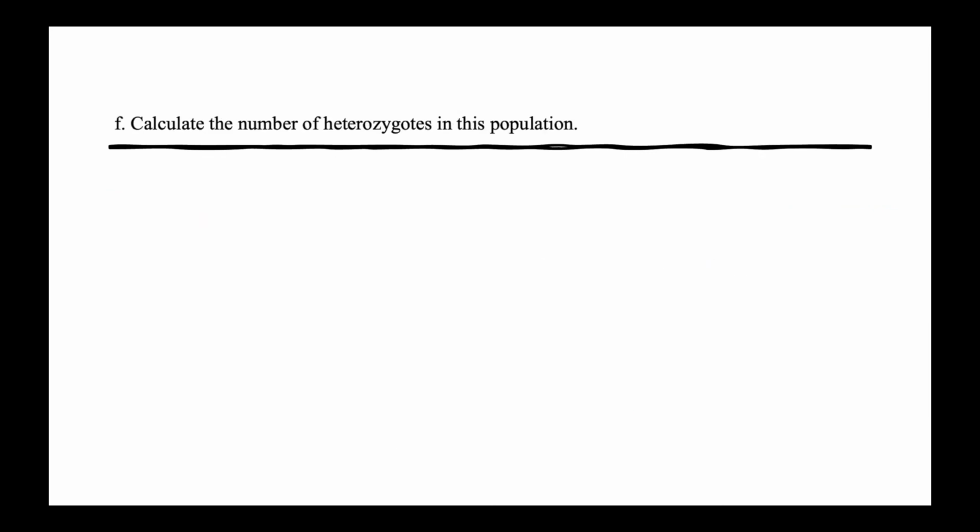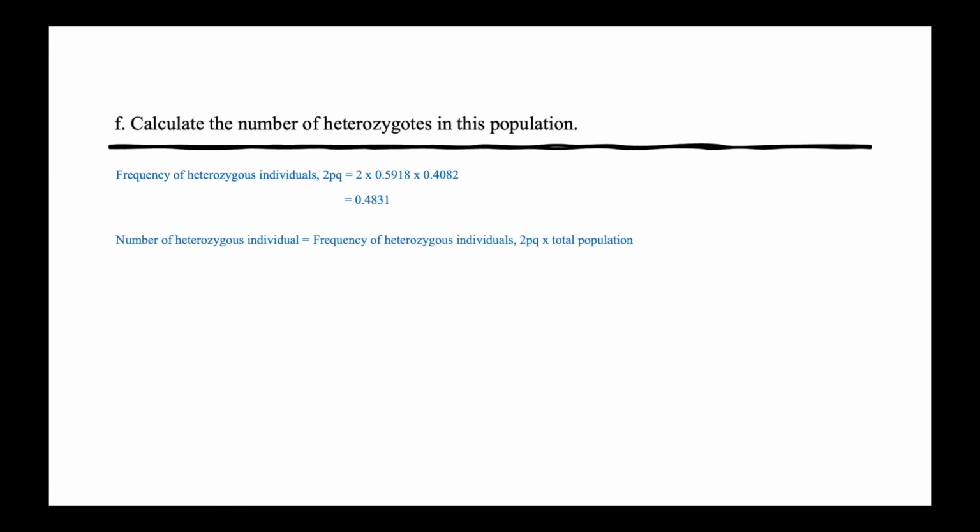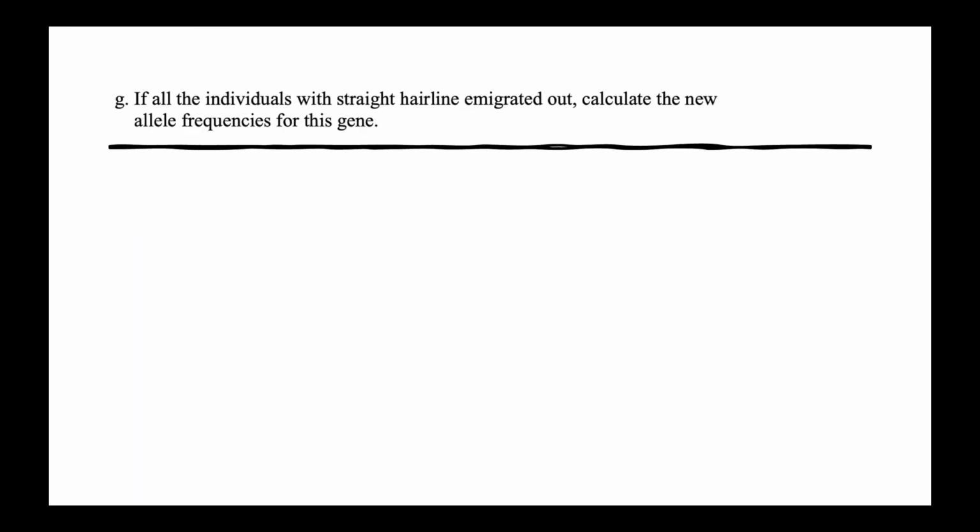Question F. Calculate the number of heterozygotes in this population. To do this, we first find the frequency of heterozygous individuals, 2pq, in the population. The final value is 0.4831. To find the number of heterozygotes in the population, we simply multiply the frequency of heterozygous individuals, 2pq, by the total population. In this case, 0.4831 times 120,000, giving us the value of 57,972 individuals.